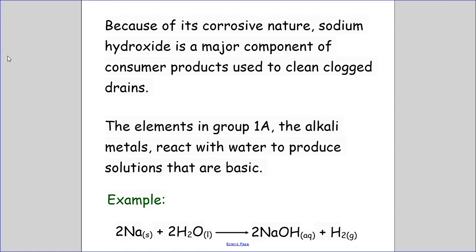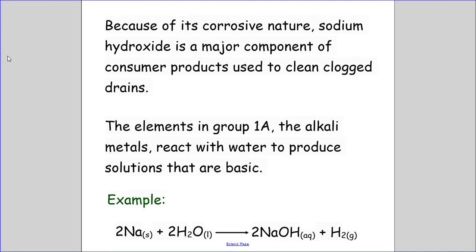Because after the hot water hits it, it tends to be a little bit soluble, it dissolves in the water, and then ionizes and can pass through without causing any extra damage or anything like that. So the elements in group 1A, the alkali metals, react with water to produce solutions that are basic.